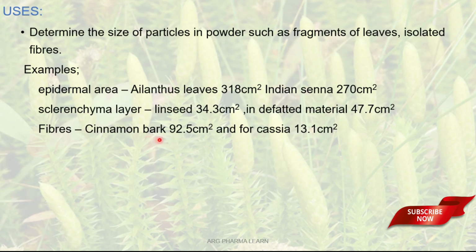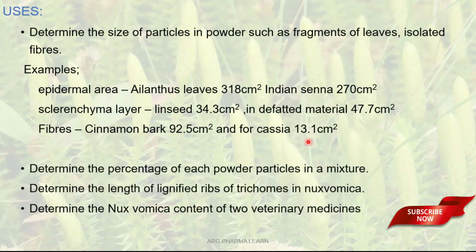The next example is fibers. The area of fibers in the bark is constant, that is 92.5 cm², but when cassia is adulterated in cinnamon bark, it gives 13.1 cm². So by using this, we can easily identify the adulterant present in the material.